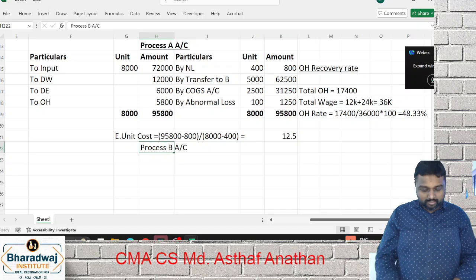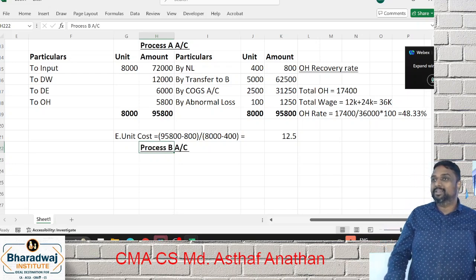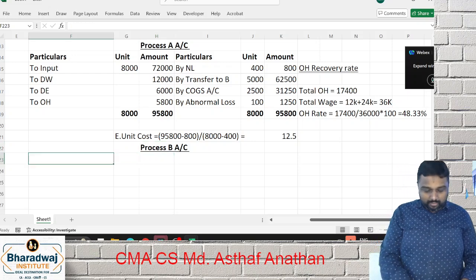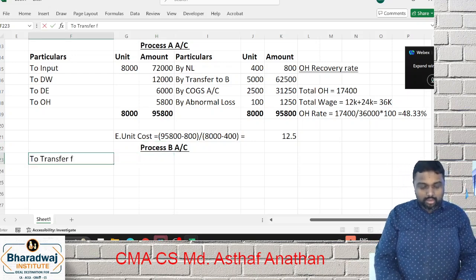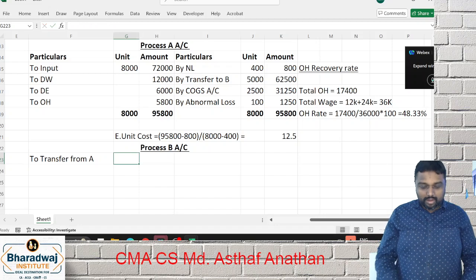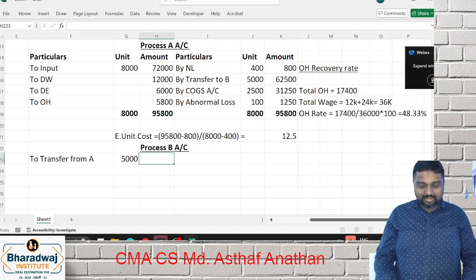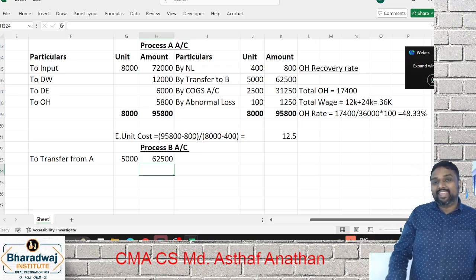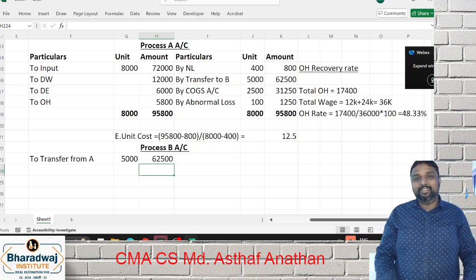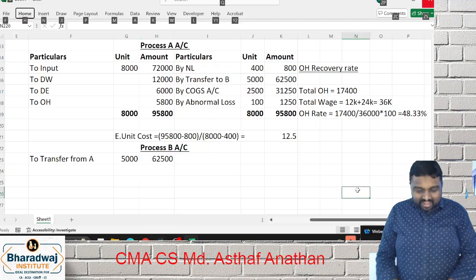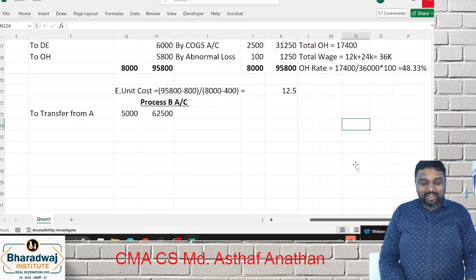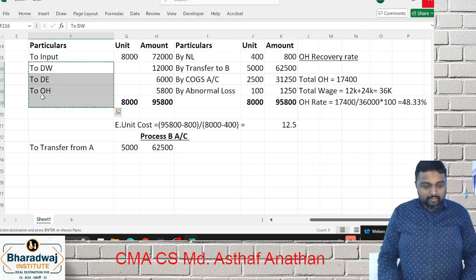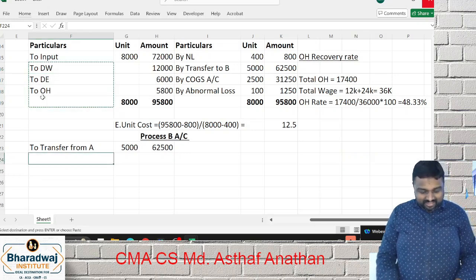Process B account. How do we do the process B account? Same way, same steps. Transfer from A. What is the amount? 5,000. And here, come on, friends, can you just complete? You can pause the video and try to complete. Now, let's see how many of you completed, friends. Same way we have to do for wages and expenses.